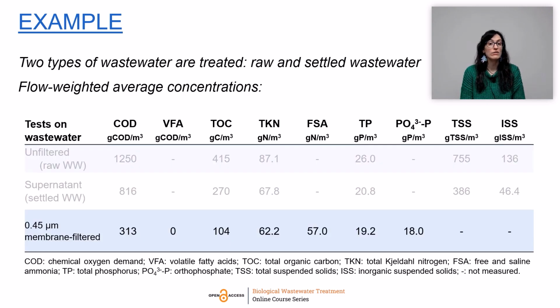We also have information on the concentrations after filtering the sample through a 0.45 micrometer filter. These are then soluble concentrations. In this case, the values are the same for raw and settled wastewater, since the soluble concentrations do not change after primary settling. And only the particulate fractions, so those that can settle, can actually change.